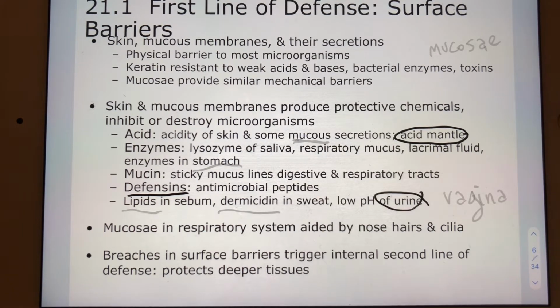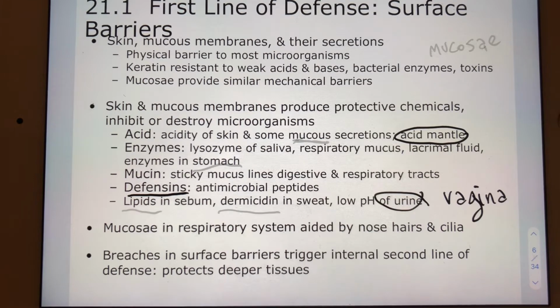And we can find an acidic environment in the vagina. I do not see vagina on the slide. I might just be blind, or maybe I just wanted the opportunity to write vagina. Which, come on, nobody's surprised.